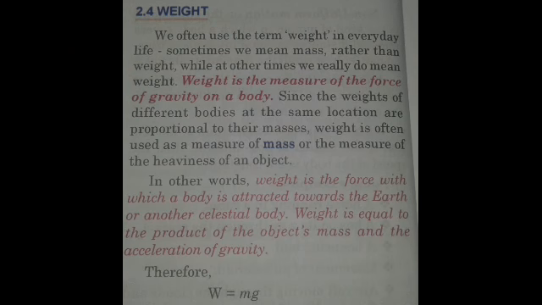Weight. It is a measure of the force of gravity on a body. Weight is the force with which a body is attracted towards the earth or another celestial body. Weight is equal to the product of the object's mass and the acceleration of gravity. Therefore, W equals mg, where m stands for mass and g stands for acceleration due to gravity.